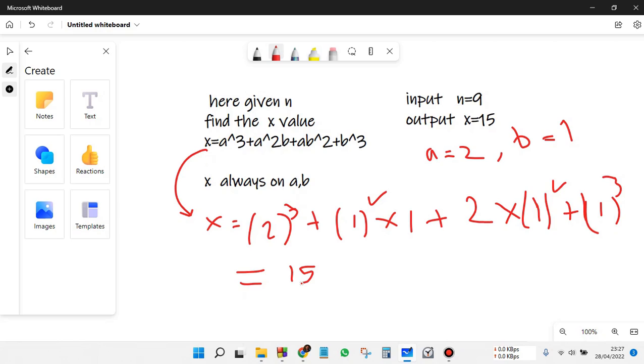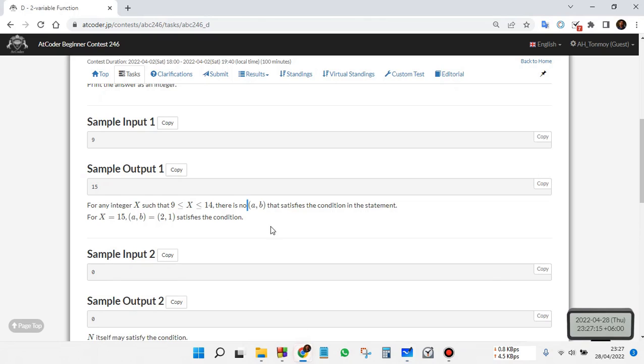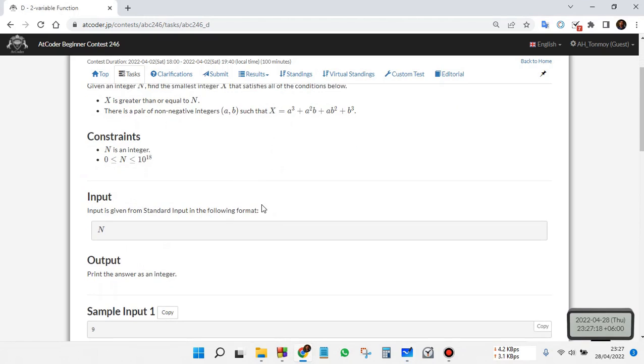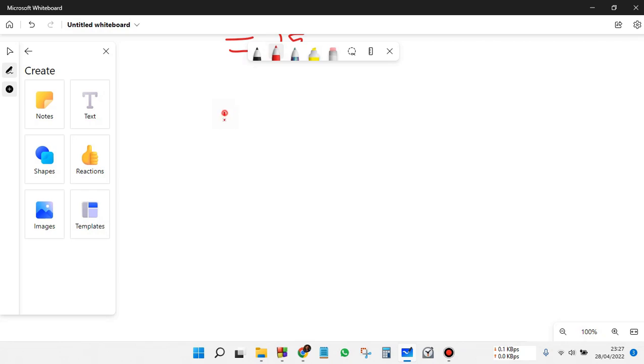Now we are trying to solve this problem. Now we go to the problem statement. Here only the n value is given. This n value must be less than or equal to 10 to the power 18. 10 to the power 18 is a huge number, which is very risky, but please don't be afraid of a huge number.